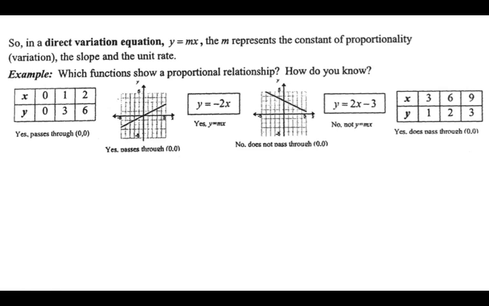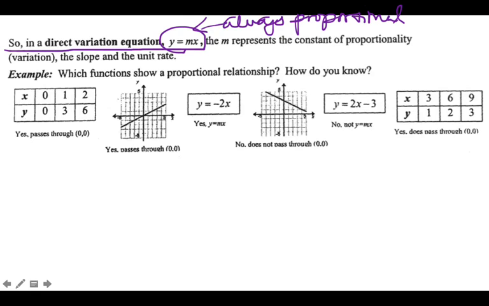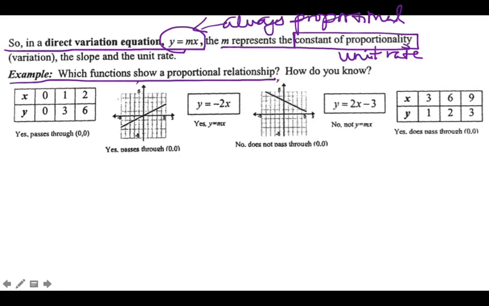Okay, so another reminder that they have written here for you. Follow along with me. It says, in a direct variation equation, this is always going to be proportional if you get a y equals mx equation. The m represents the constant of proportionality, which is also the unit rate. This is just vocabulary that's interchangeable, and you need to know each of them. So example: which functions show a proportional relationship? How do you know?